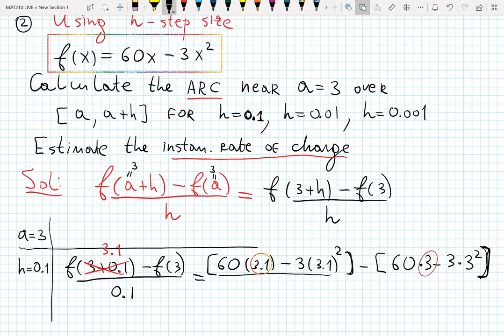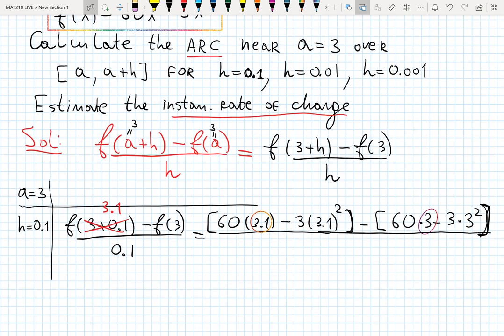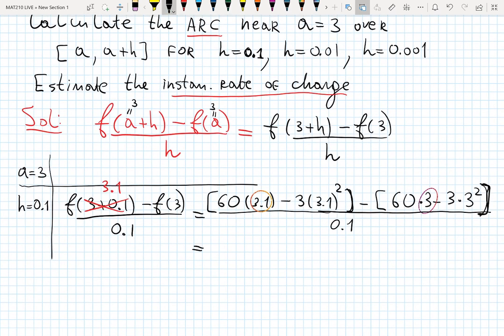And the difference should be small, because 3 and 3.1 don't have a lot of difference. It's just a 0.1 difference. And then dividing by this difference, by 0.1. The answer is 41.70.